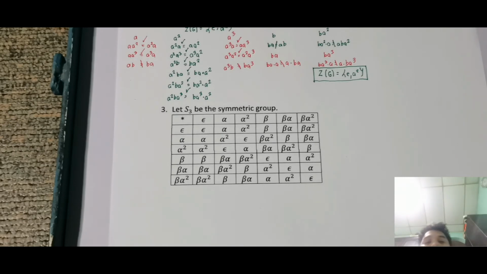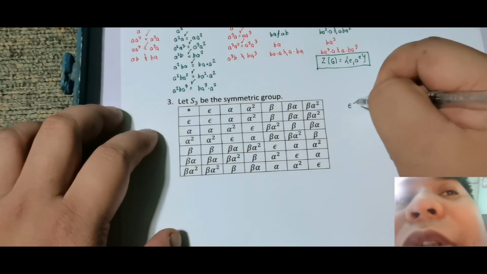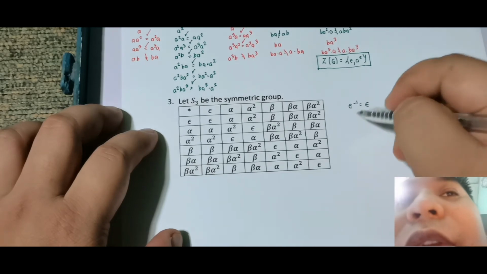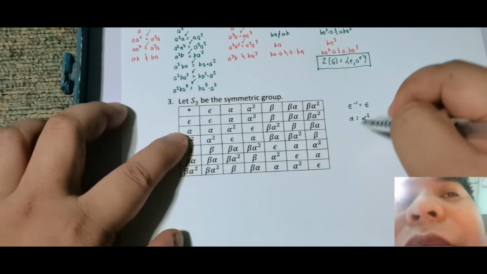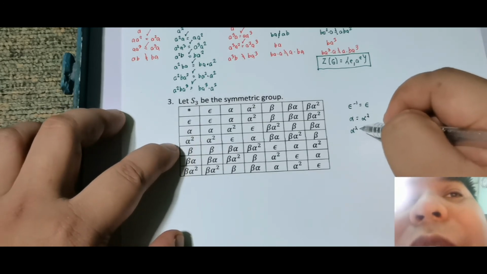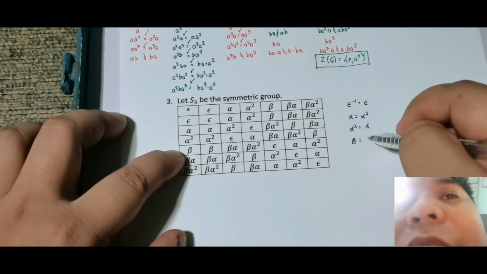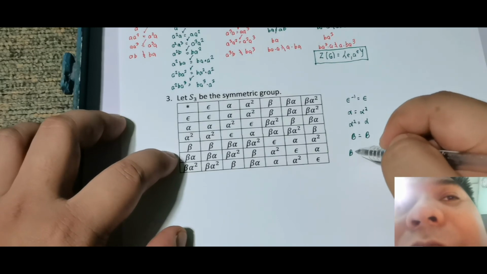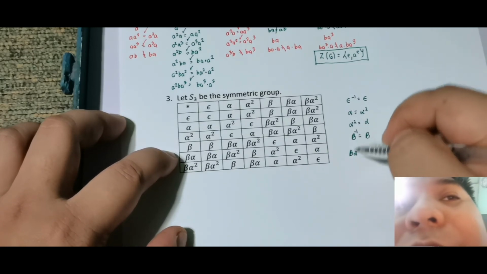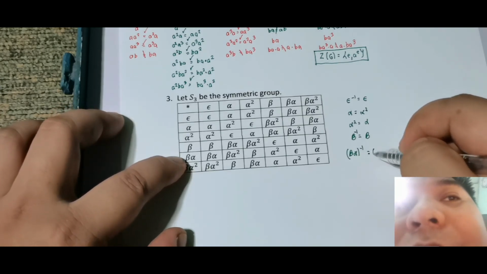So, now, let us check yung mga property nito. So, ano ba yung mga pwede natin makita? Ano yung inverse ni epsilon o ni E? Ang inverse ni epsilon is si epsilon. Okay, ang inverse ni alpha is si alpha squared. Ang inverse ni alpha squared is syempre si alpha. Tama? Ang inverse ni beta ay si beta. So, pansin naman yun. Ang inverse ni beta alpha is si beta alpha.